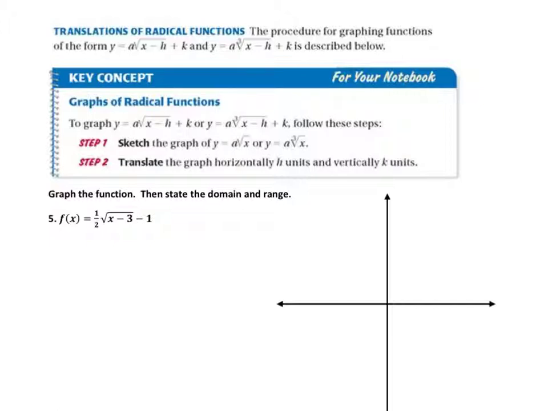All right, translations of radical functions. This should be familiar, seeing these things. The procedure for graphing functions of the form y equals a times the square root of x minus h plus k, y equals a times the cube root of x minus h plus k, is described as below. Okay?